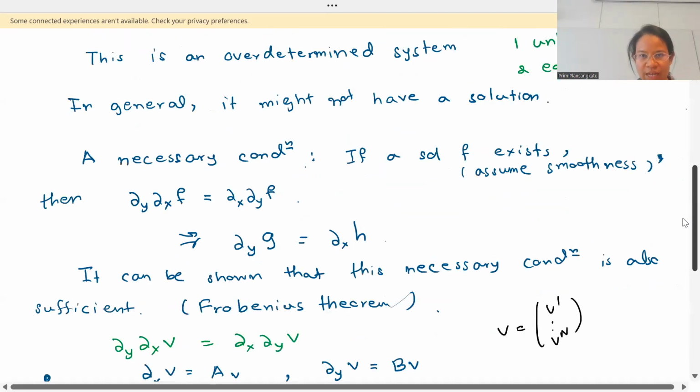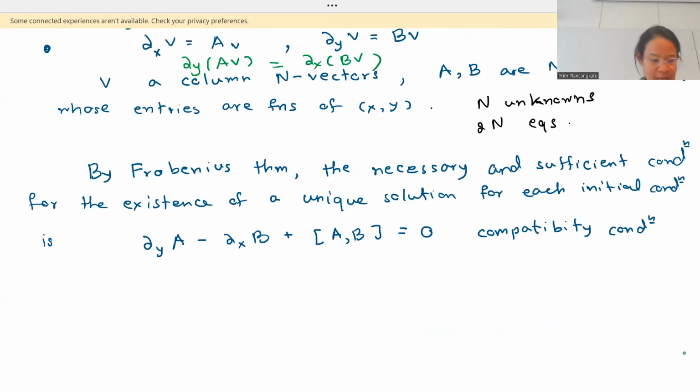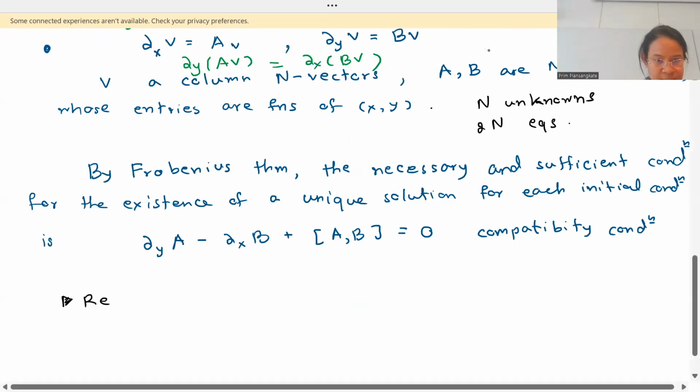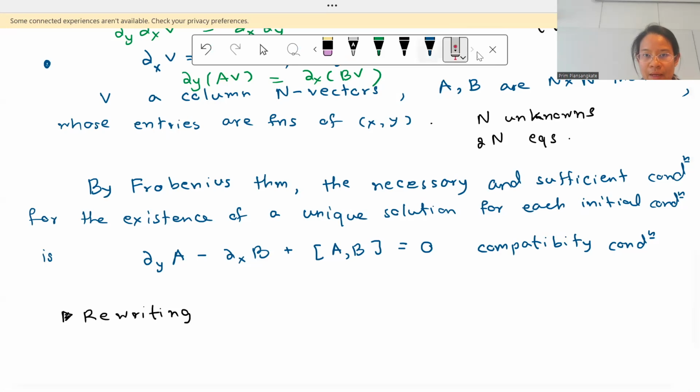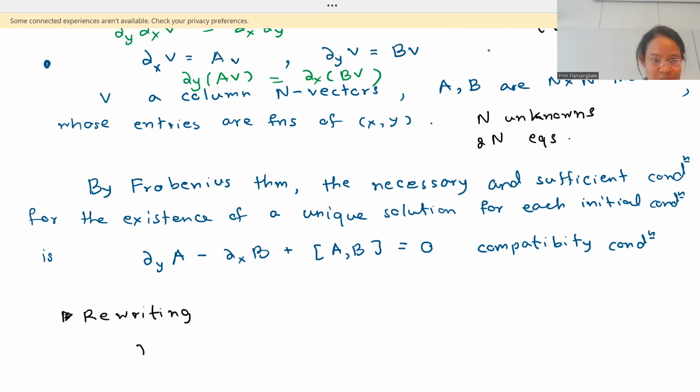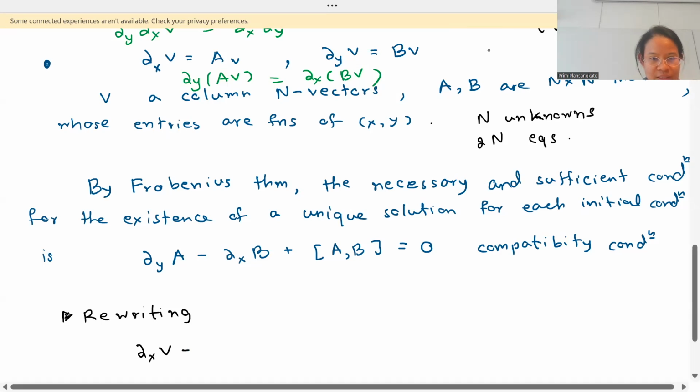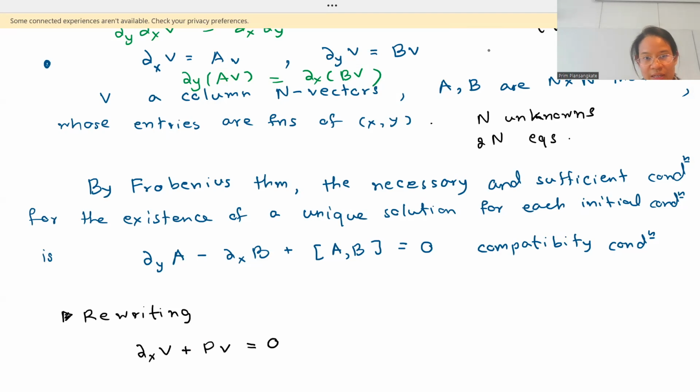to describe the Lax pair of the anti-self-dual Yang-Mills equation, but let me just rewrite it in a form that is easier to use. So, rewriting, I would just put this term to the left. So we have this, and then plus, instead of writing minus A, let me put a new name, P, V equal to 0. It's the same as above, just rewritten in this form.